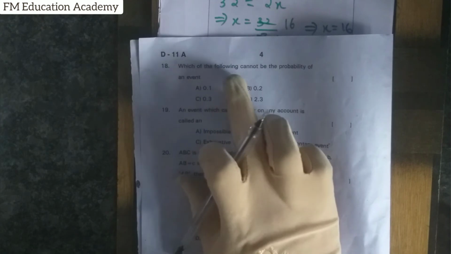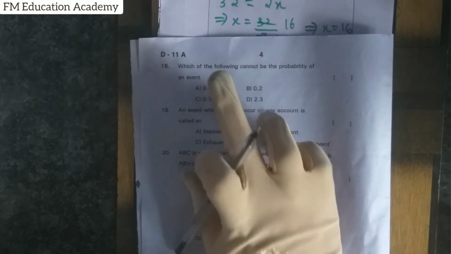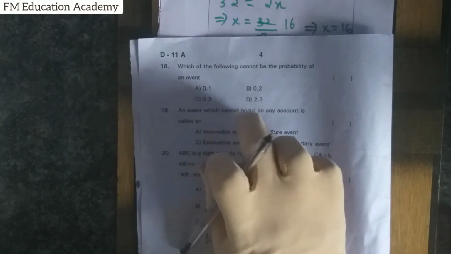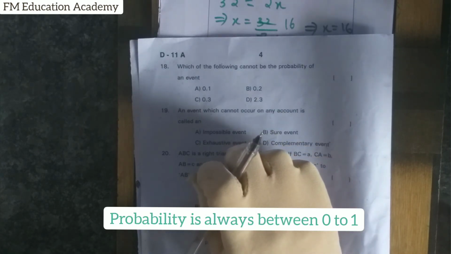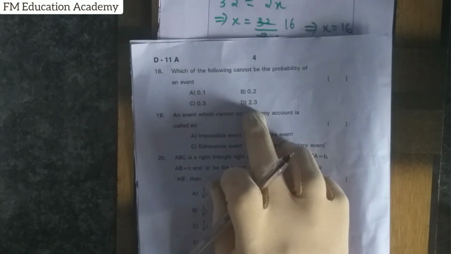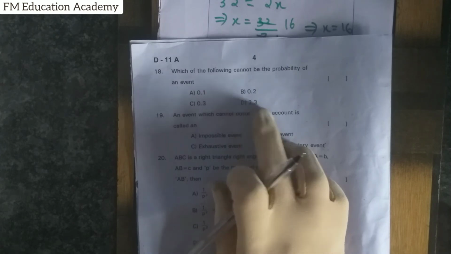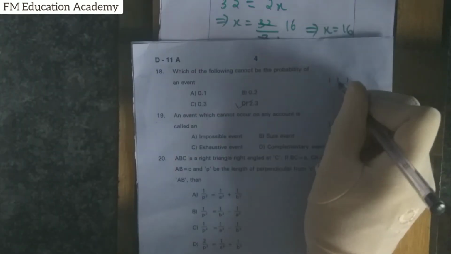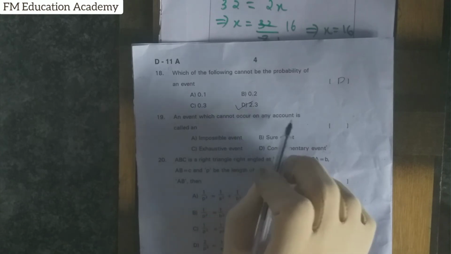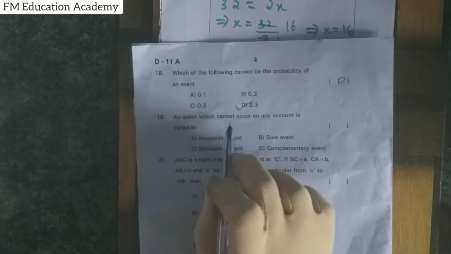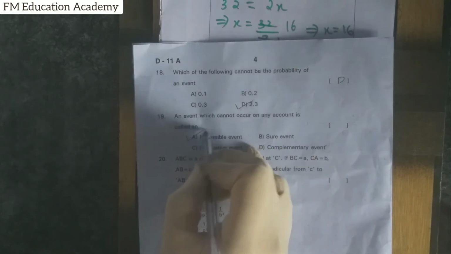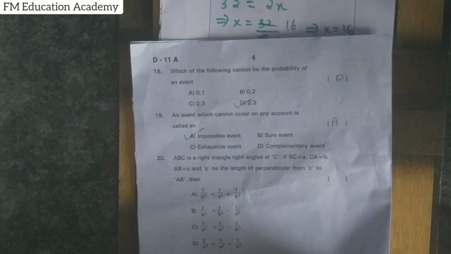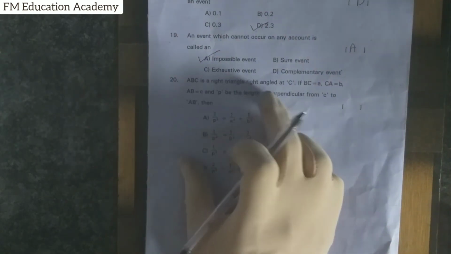The 18th question is, which of the following cannot be the probability of an event? 0.1, 0.2, 0.3, 2.3. Always remember, the probability of an event lies between 0 and 1. So only in option D is the probability more than 1, given as 2.3. So this cannot be a probability. So option D. An event which cannot occur on any account is called an dash. Whenever an event cannot occur on any account, that is called an impossible event. So option A. The last question is, ABC is a right angle triangle at C.